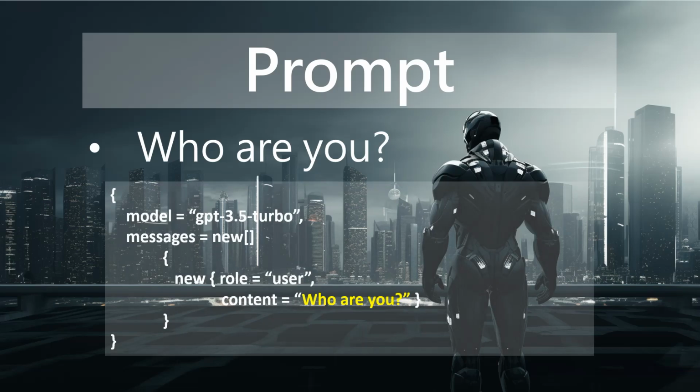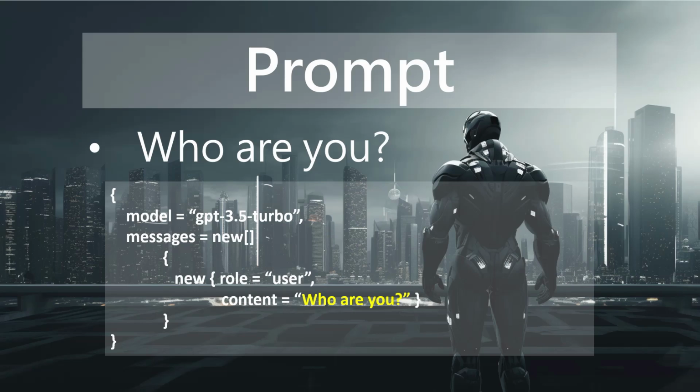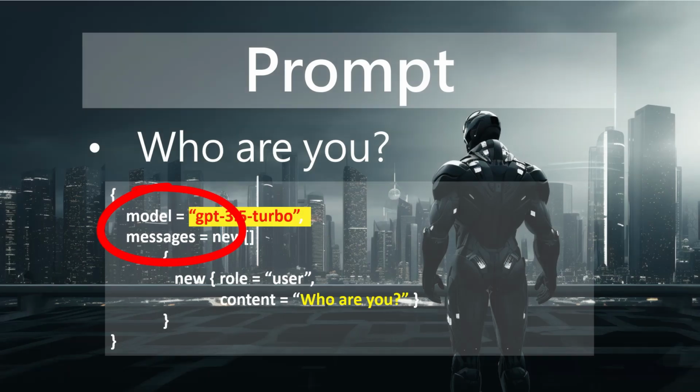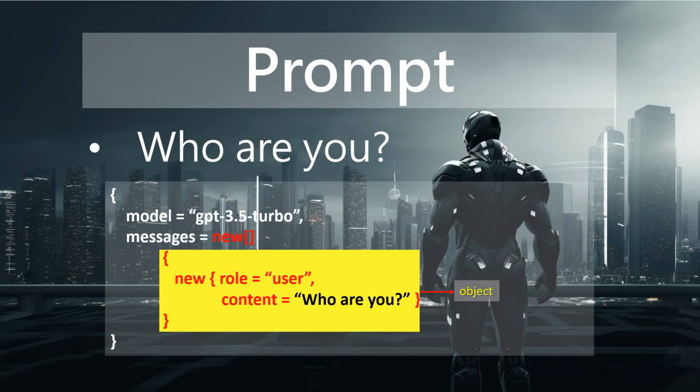You already know from the last video that the things we send to the GPT model consist of at least two parameters, model and messages. Whereas the model is a string, the messages is an object array. These two parameters are required. There are other optional parameters.